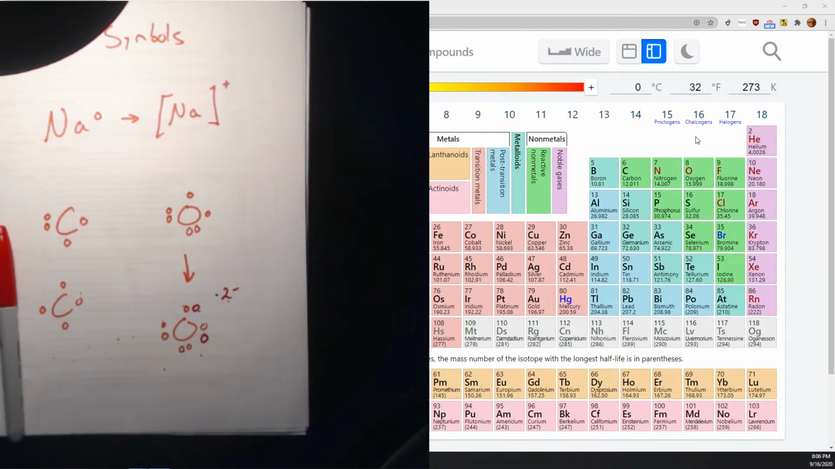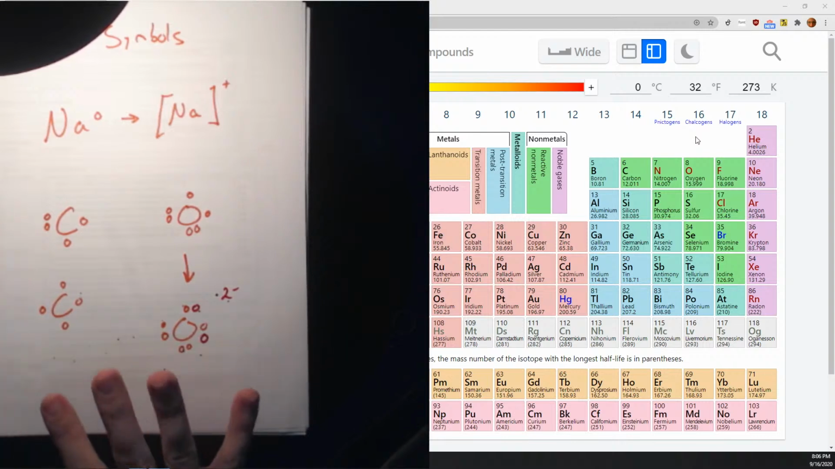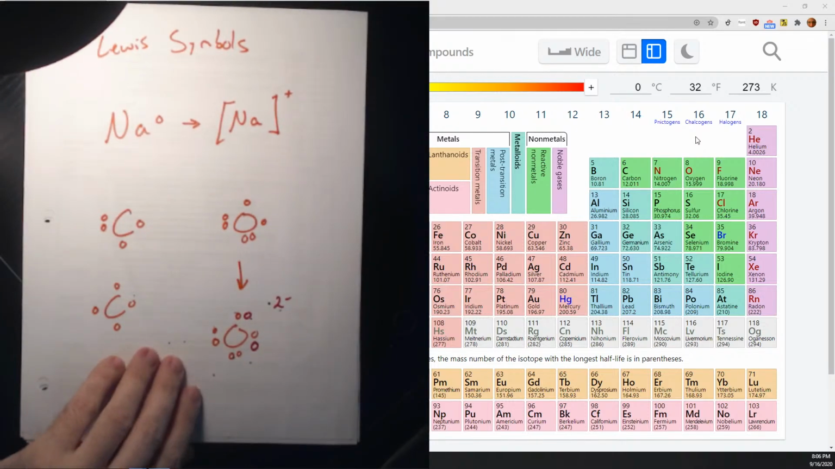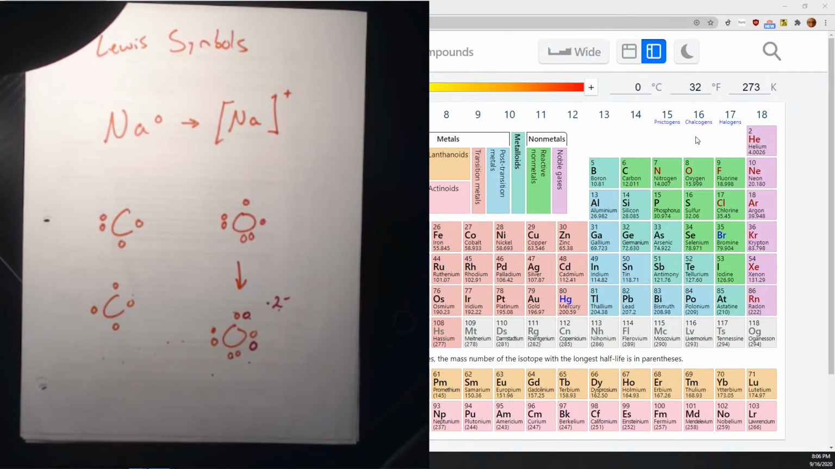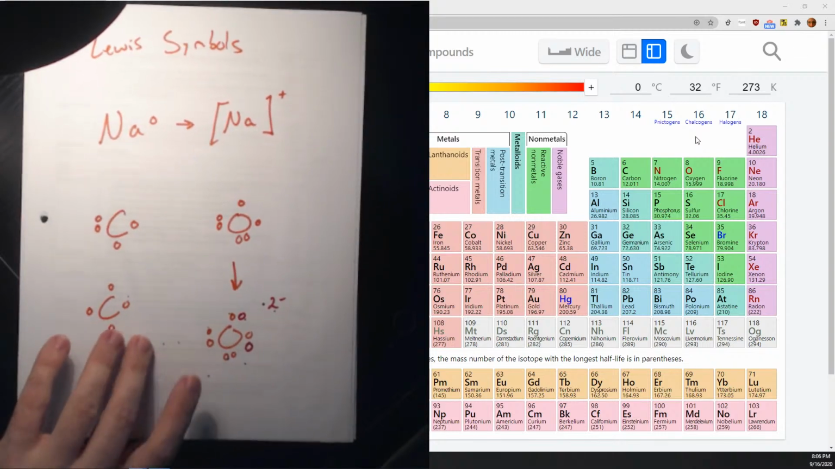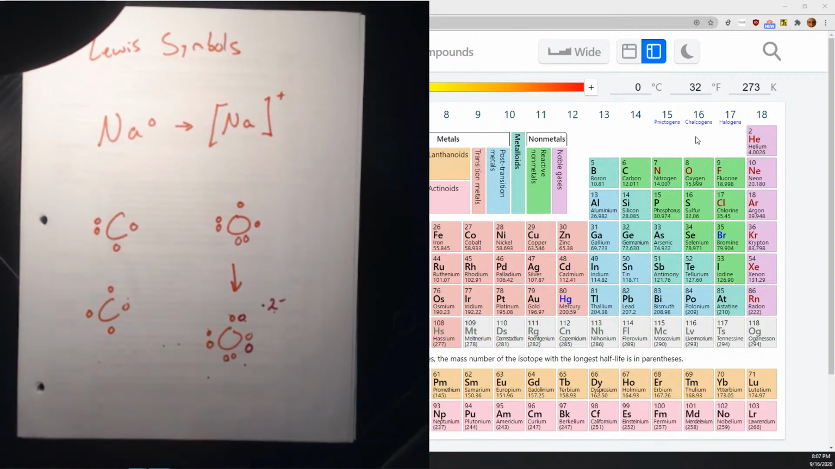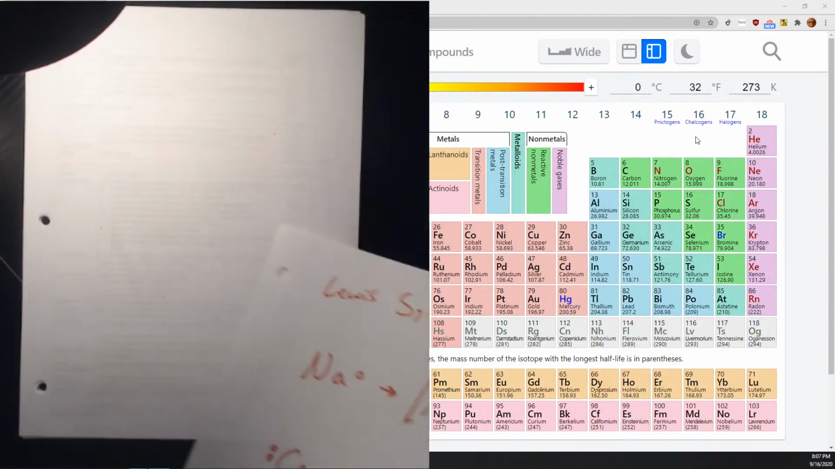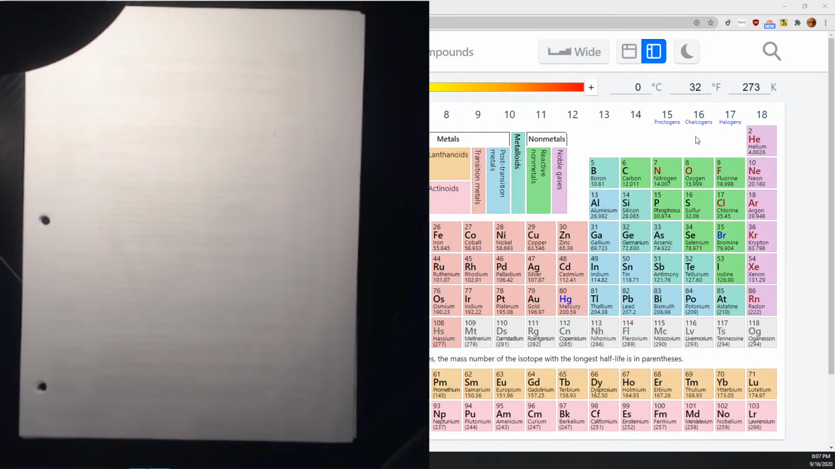So, that is how we draw Lewis symbols. We just surround it by the valence electrons. You can see how it would get a little bit tricky if you tried to do that with more than 8 electrons. It would just start to get real crowded. That's why we limit this to main group elements. We could technically do it for any if we were willing to take more space and make it more messy.